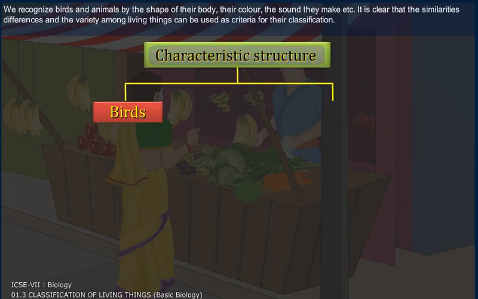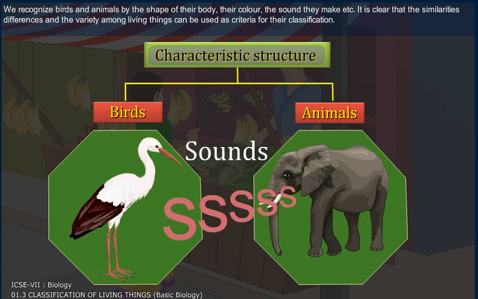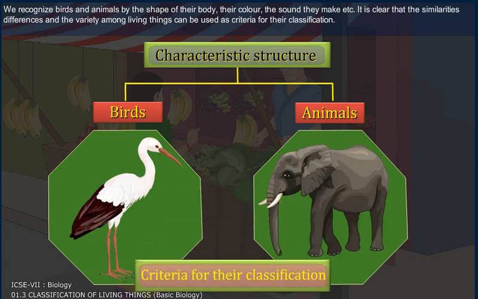We recognize the birds and animals by the shape of their bodies, their color, the sound they make, etc. It is clear that the similarities, differences, and the variety among the living things can be used as a criteria for their classification.